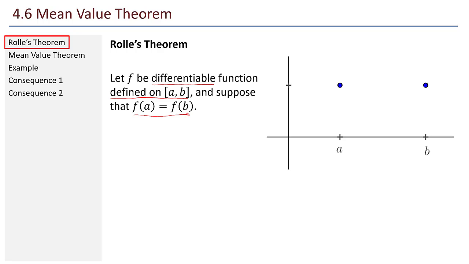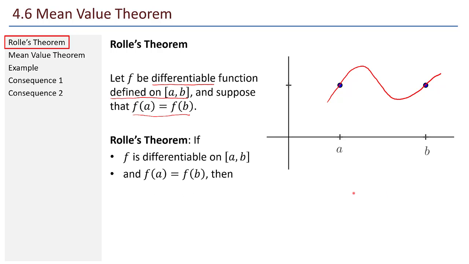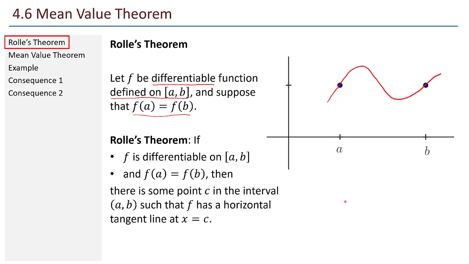So your function might look something like this. Maybe it comes up through a, it's nice and smooth, no sudden twists or turns. And there we go. It is a nice differentiable function defined entirely throughout that interval, and f of a equals f of b. That's the setup. If that's the case, Rolle's theorem says if f is differentiable on the closed interval from a to b, and if f of a equals f of b, then there is some point c in the open interval from a to b, such that f has a horizontal tangent line at x equals c.